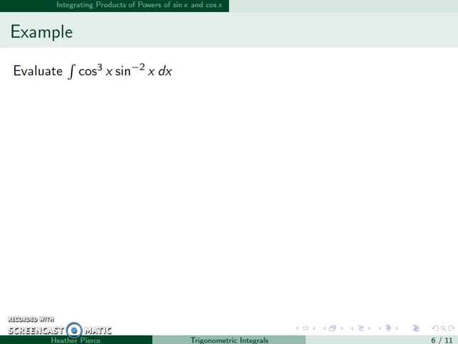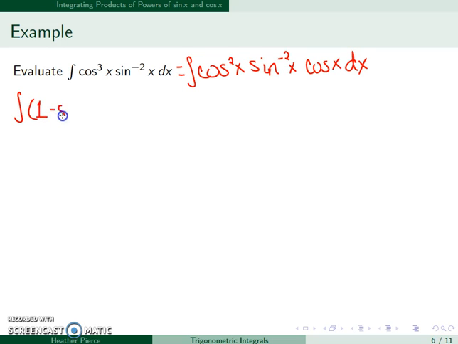Let's try another one. This time I have an odd power on cosine and an even power on sine. So I'm going to use the rule about having an odd power with cosine, which says I should rewrite this as cosine squared x times sine to the negative 2 x times cosine x dx. I'll then rewrite cosine squared with 1 minus sine squared, times sine to the negative 2 x cosine x dx.